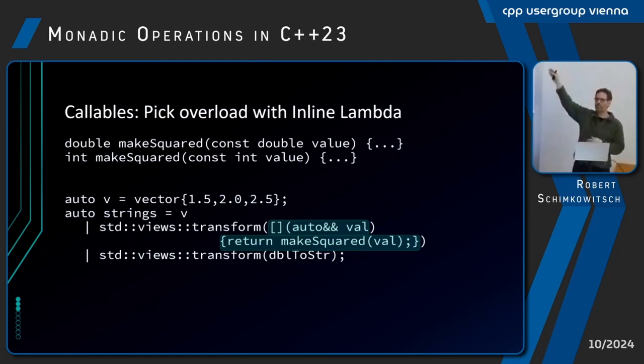Here I have two free functions. One takes a double, one takes an int. And if we just put the function into the transform directly, the compiler will be confused and will tell you so in no uncertain terms. Use a lambda and it picks the overload and life's good. This is the simplest way I found for picking the correct overload for this kind of problem.